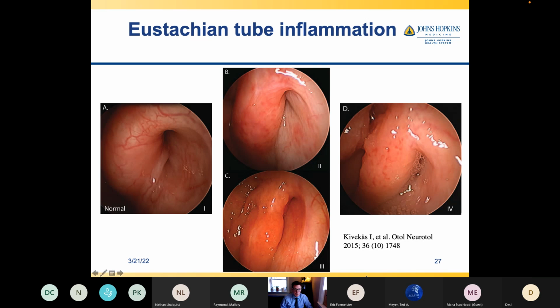So there's more than one grading system for eustachian tube inflammation. This is just one based on the endoscopic appearance, with grade 1 being normal, grade 2 being mild inflammation, but the person is able to open the eustachian tube. Grade 3 is moderately inflamed mucosa, but you're still able to open. That was the example in the first video we saw, where the person was still able to open. And grade 4 is severely inflamed mucosa with inability to dilate the eustachian tube.